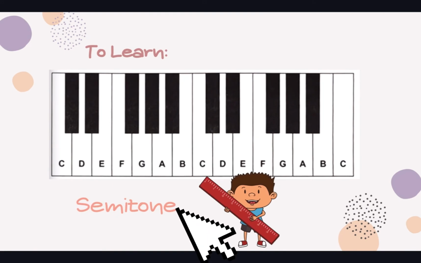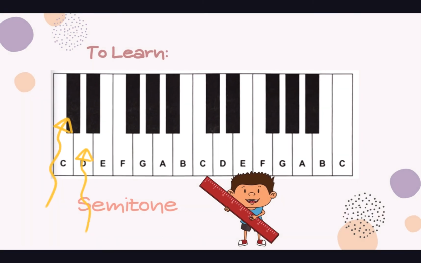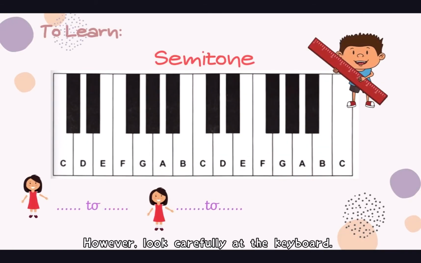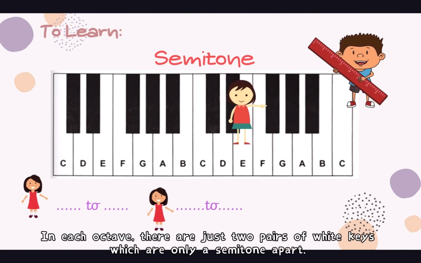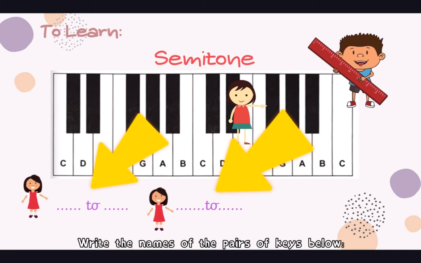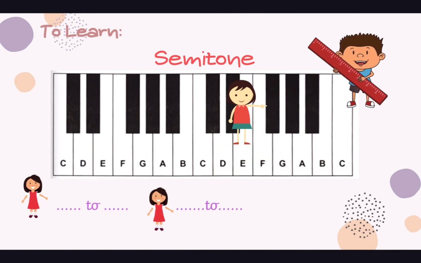A semitone is the distance from any key, black or white, on a keyboard to the next key up or down, black or white. Usually, semitone steps go from black to white, or from white to black. However, look carefully at the keyboard. In each octave, there are just two pairs of white keys which are only a semitone apart. Write the names of the pairs of keys below.